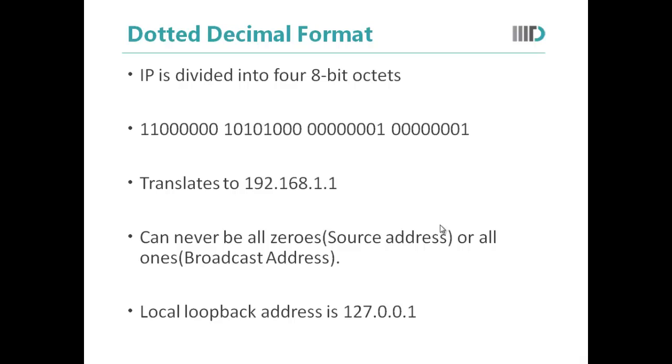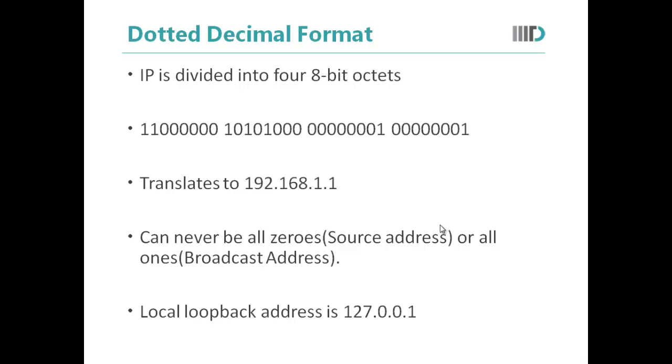So, the dotted decimal format. The 32 bits are divided into 4 octets, each comprising 8 bits. So 11000 and this IP address translates to 192.168.1.1. It's convenient, isn't it?